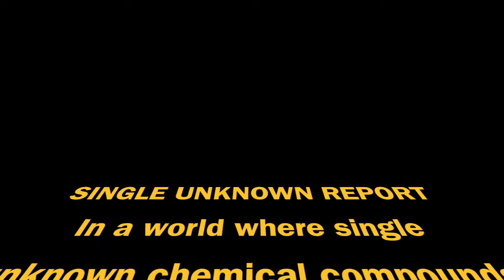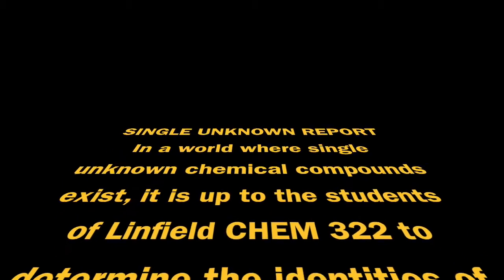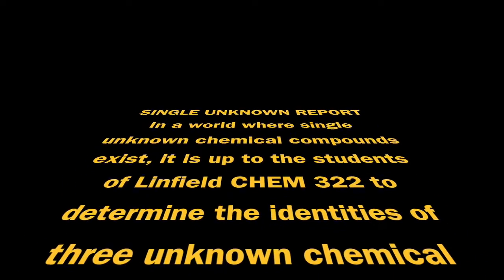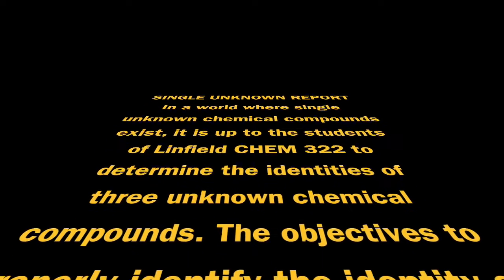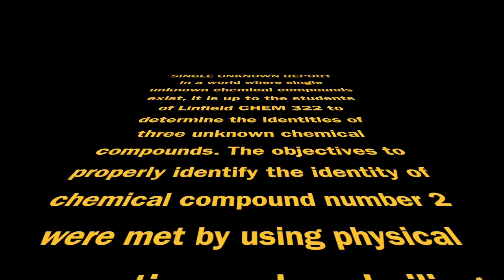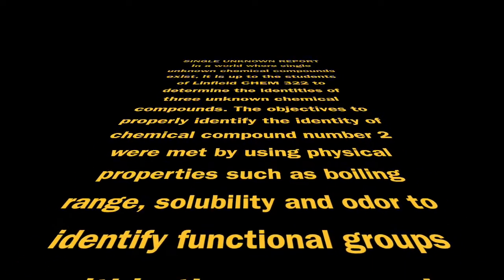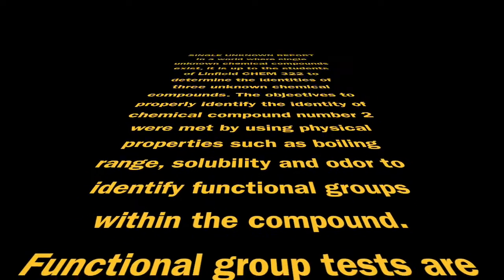In a world where single unknown chemical compounds exist, it is up to the students of Linfield Chem 322 to determine the identities of 3 unknown chemical compounds. The objectives to properly identify the identity of chemical compound number 2 were met by using physical properties such as boiling range, solubility, and odor to identify the functional groups within the compound.